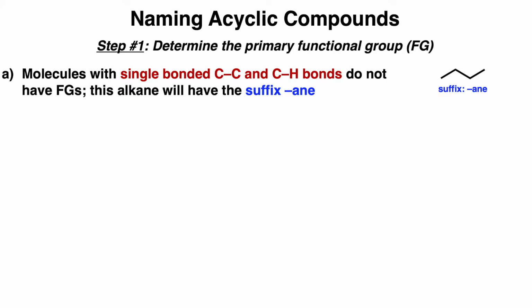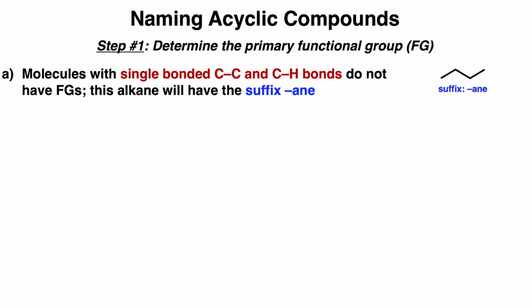The first step of naming a molecule is to determine the primary functional group, or FG. Molecules with single bonded C-C and C-H bonds do not have functional groups, so alkanes will have the suffix or ending of -ane, just like the molecule shown on the right.